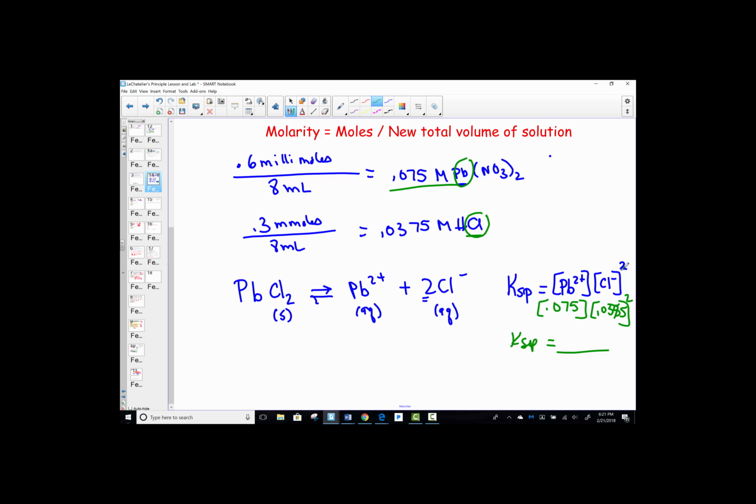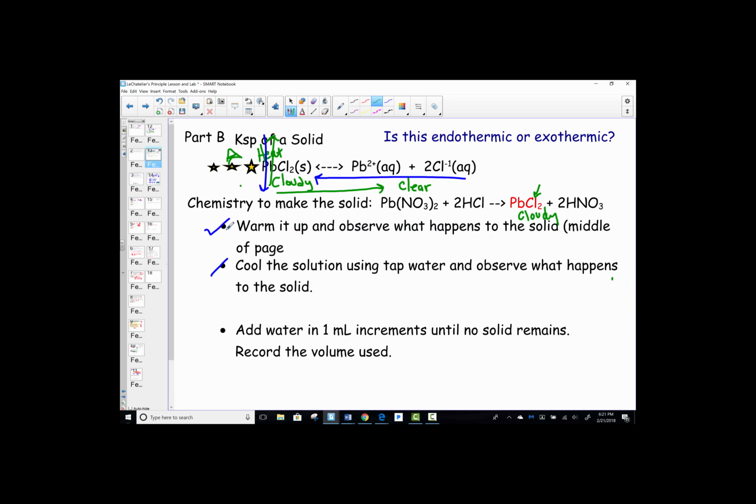And then you're asked, is it endothermic or exothermic? And remember, that's based on this observation. Warming it up, you'll see the ions form. Warming it up, the solid cloudy particles disappear into solution. And when you cool it down, the solid starts to fall out of solution, knowing that we shifted back left. That's an endothermic reaction.